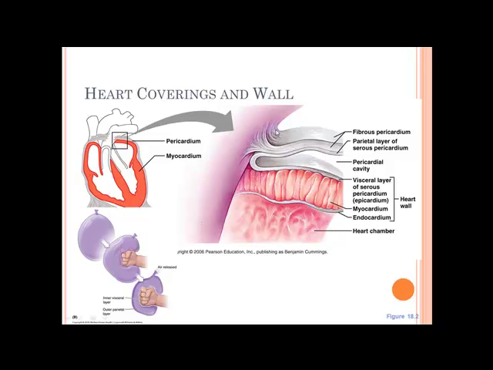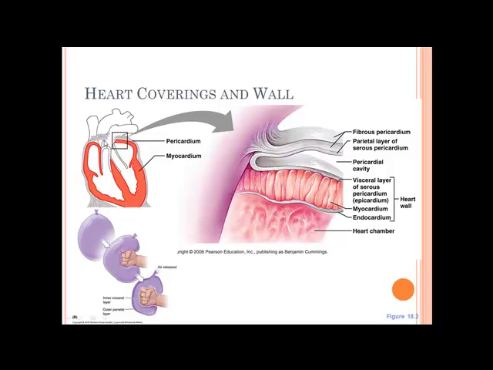So let's go through the layers of our heart wall. Outermost layer, we have our fibrous pericardium. Inside of the fibrous pericardium, we get our parietal layer of the serous pericardium. It folds over itself. Then we get our visceral layer of the serous pericardium. Another name for the visceral layer is epicardium. Next, we get the myocardium. Myo is muscle. And then finally, we get the endocardium. Endo is within, epi is above. And within that we get our heart chamber.